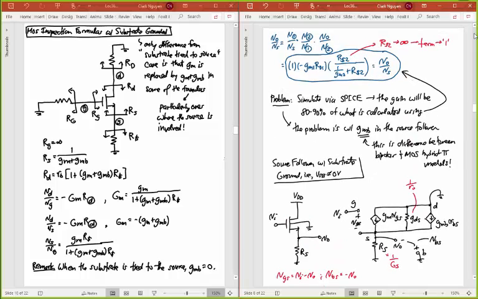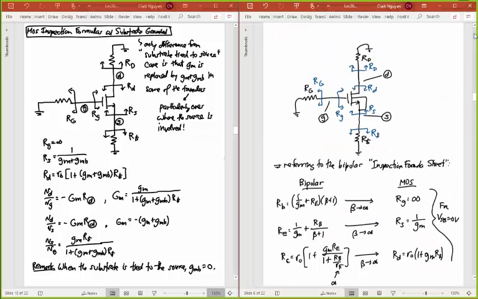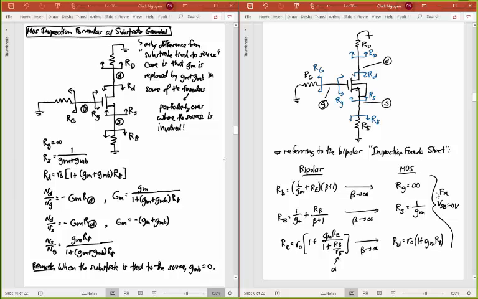And let me go back to the formulas before and show you those. So here's some of those formulas for MOS we had before. RG is still infinity. RS, that used to be 1 over GM, now it's 1 over GM plus GMB. Okay. RD, that used to be R naught times 1 plus GM times RS, that's now 1 plus GM plus GMB times RS, and so on and so forth.